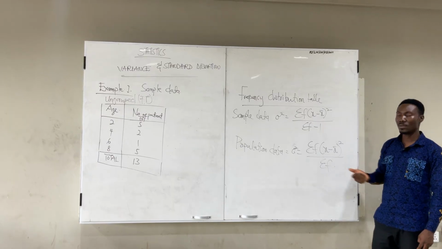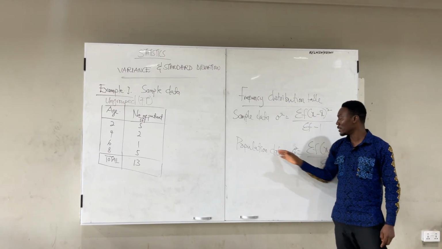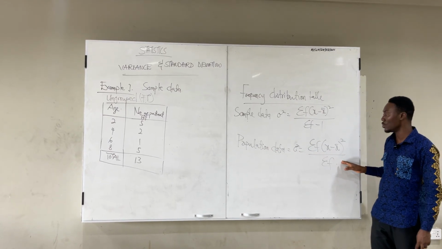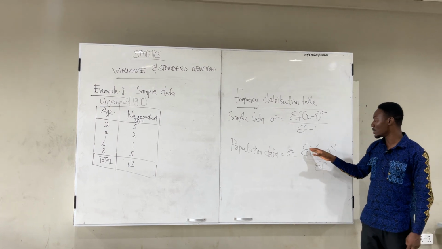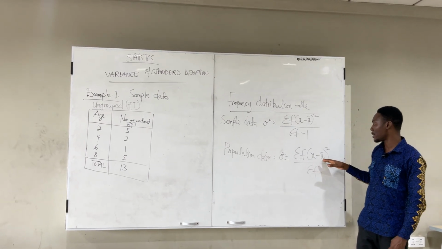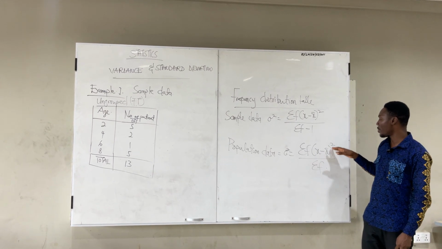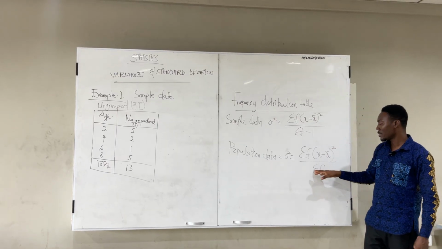Now, if the question tells you or specifies that it's population data, this is the formula you are going to use. So variance is equal to sum of f into bracket x minus the mean, close the bracket, all squared, all over sum of f.